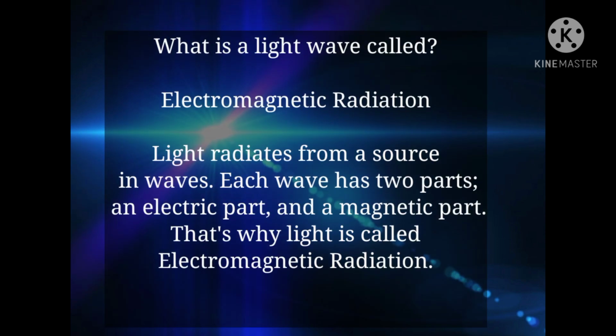What is a light wave called? Electromagnetic radiation. Light radiates from a source in waves. Each wave has two parts: an electric part and a magnetic part. That's why light is called electromagnetic radiation.